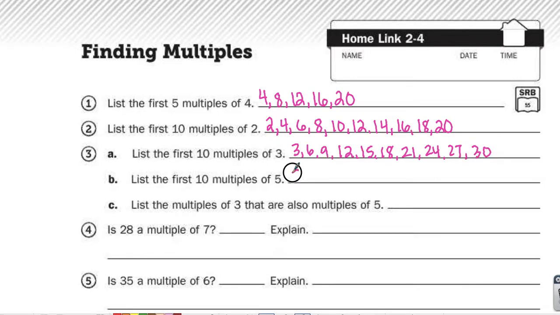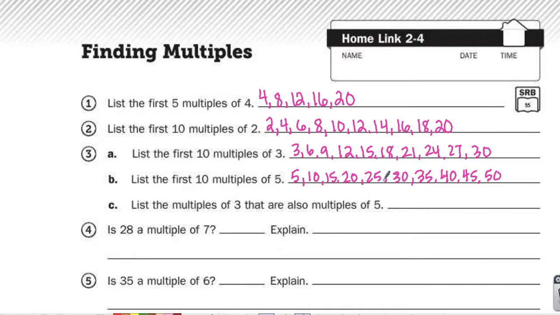The first 10 multiples of 5 would be 5, 10, 15, 20, 25, 30, 35, 40, 45, and then 5 times 10 is 50.